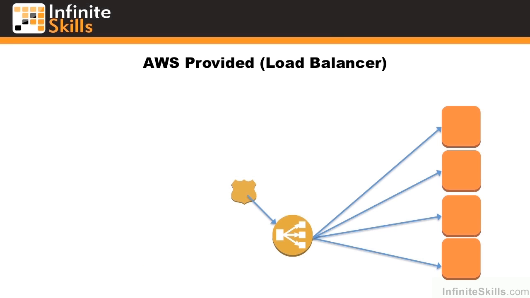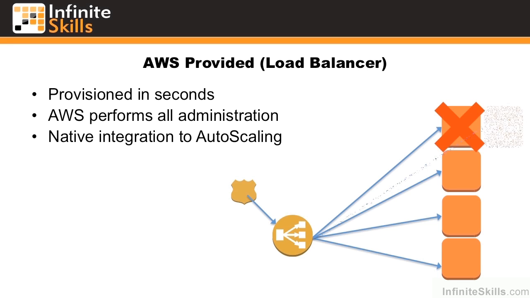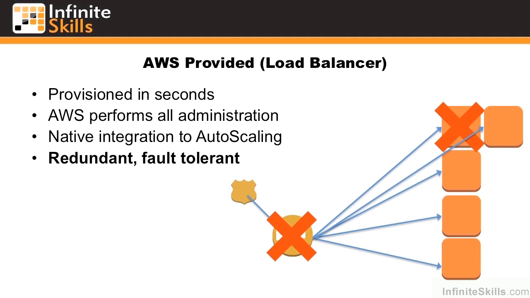If you look at an AWS-provided load balancer provided through the ELB function, you get provisioning in seconds or minutes. You can spin these things up very easily and very simply. AWS performs all the administration, taking care of the HA in the backend so that it doesn't fail on you. And it has native integration to auto scaling, so that when you lose a server behind the ELB, another server spins up automatically. It's also redundant and fault tolerant, so that if they lose the underlying hardware that an ELB machine is on, they spin up other machines behind it. What they actually do in the ELB function is have several ELBs running at any given time, so that if you lose a single one, you don't lose your whole load balance function.